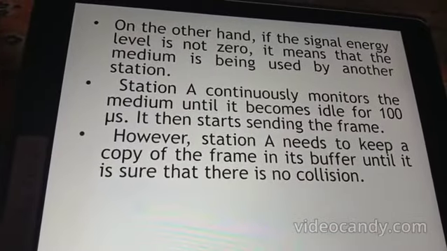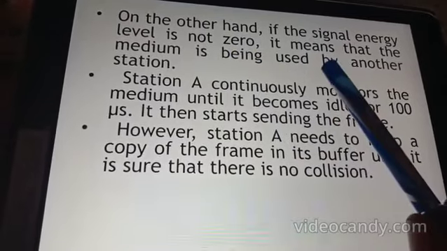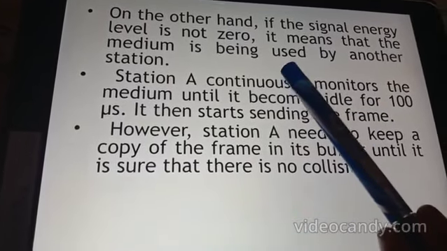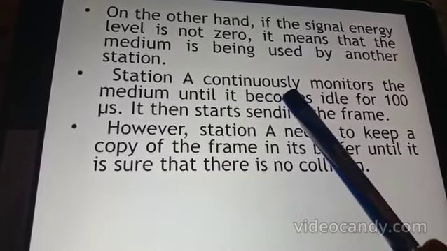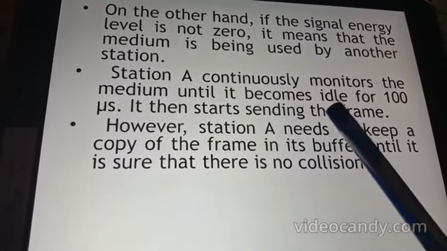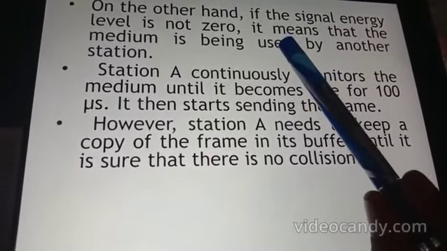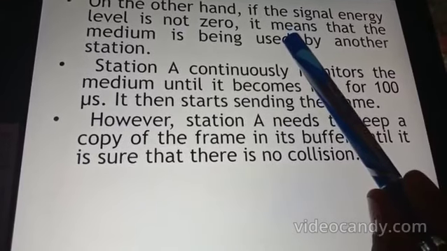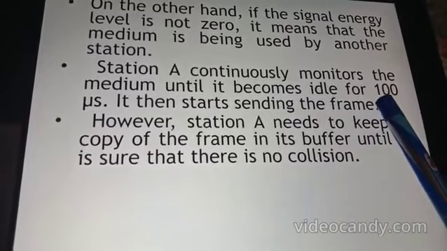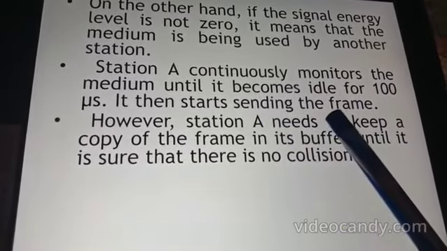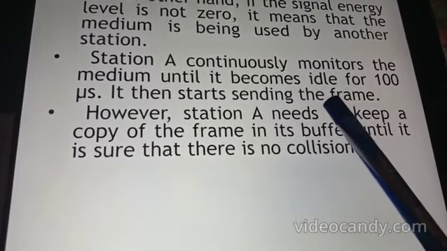On the other hand, if the signal energy level is not 0, it means that the medium is being used by another station. So A continuously monitors the medium until it becomes idle for 100 microseconds. Since some other station is occupying that channel, A will continuously monitor the channel for 100 microseconds. It then starts sending the frame in case A finds the channel is idle.